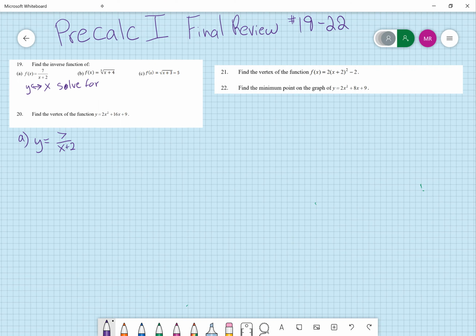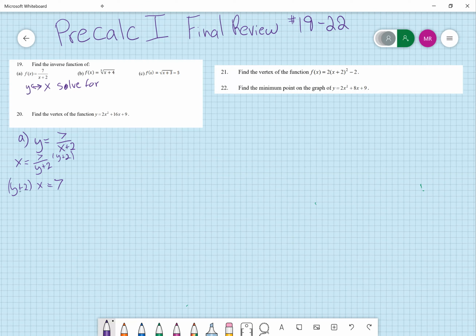Now to solve this, we swap the x and the y. So x equals 7 over y plus 2. Now to solve this, we're going to multiply each side by y plus 2. So on the left side, we get y plus 2 times x equals 7. This allows us to bring the denominator up to a numerator where it's a little easier to work with.